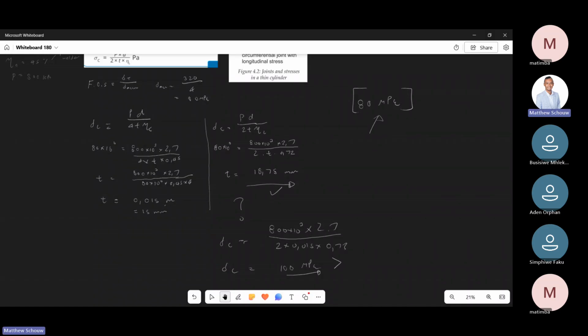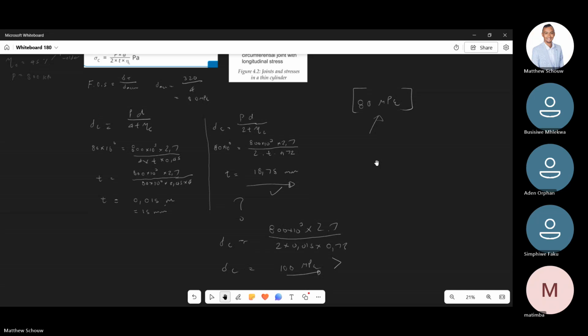Are you with me? So there'll be more stress because you're using a thinner plate, which is not desirable, because you're only limited to 80 megapascals. Is that fine for everyone? Yes, sir.